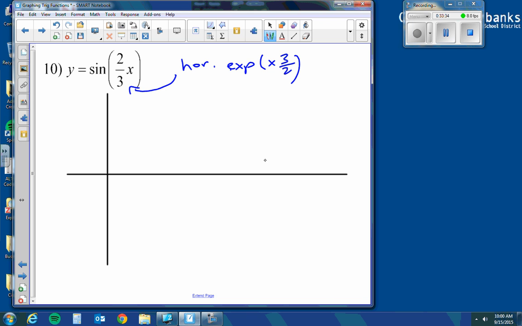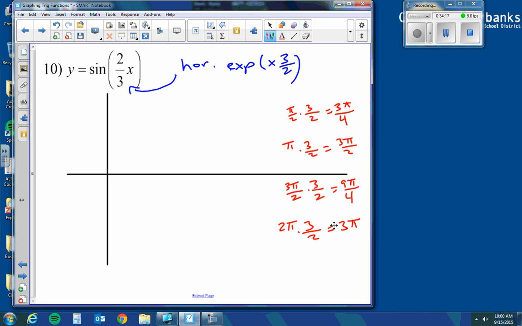So let's do the same thing. Let's take our normal numbers times 3/2. I'm not going to do 0. That's easy. Pi over 2 times 3/2 is 3 pi over 4. The next number is pi times 3/2 is 3 pi over 2. What's 3 pi over 2 times 3/2? And then finally 2 pi times 3 over 2 is just 3 pi.